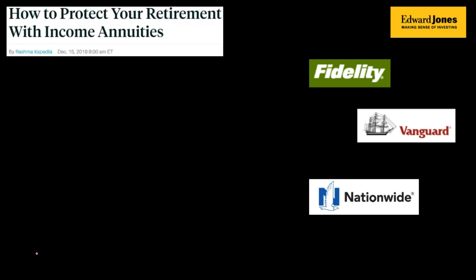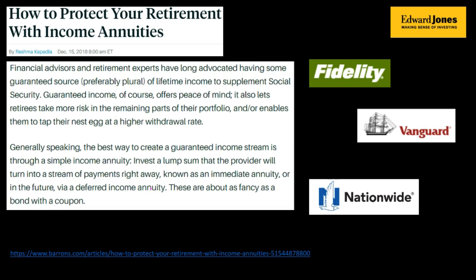But the main reason why these financial advisory firms advocate that you buy these annuities is because these can help safeguard your retirement. So here's an excerpt from an article that appeared in Barron's. The article is titled, How to Protect Your Retirement with Income Annuities. And it goes on to say that financial advisors and retirement experts, so people at Fidelity, Vanguard, Nationwide, Edward Jones and all, have long advocated having some guaranteed source of lifetime income to supplement Social Security. And generally speaking, the best way to create a guaranteed income stream is through a simple income annuity.